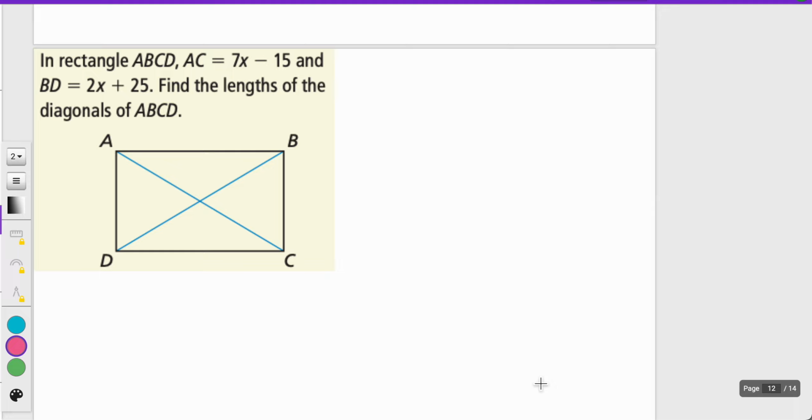So what we're going to do here is practice that. It says in rectangle ABCD, AC is equal to 7x minus 15 and BD is equal to 2x plus 25. Find the lengths of the diagonals of ABCD. So those diagonals have to be the same if they're a rectangle. So 7x minus 15 has to equal 2x plus 25.